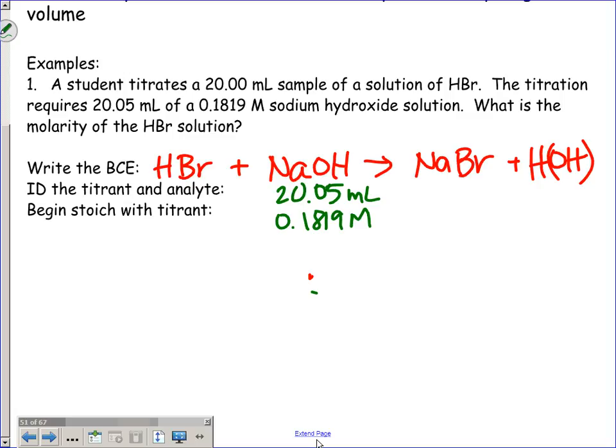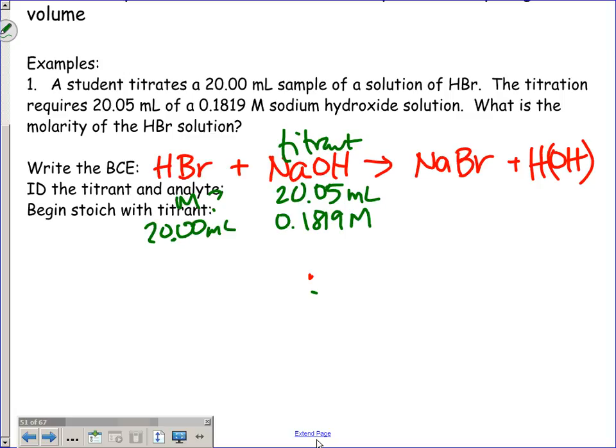Do you know the what? The volume of the solution. What do you not know? The molarity, right? So M is our question. So now when you start the problem, you must start with the thing you know everything about, which is the titrant. And you'll get to the end and you'll utilize information regarding the analyte. So what you'll do is take your information and multiply it together.